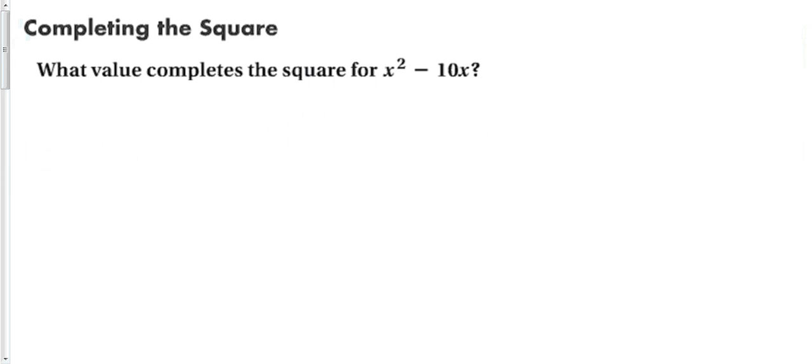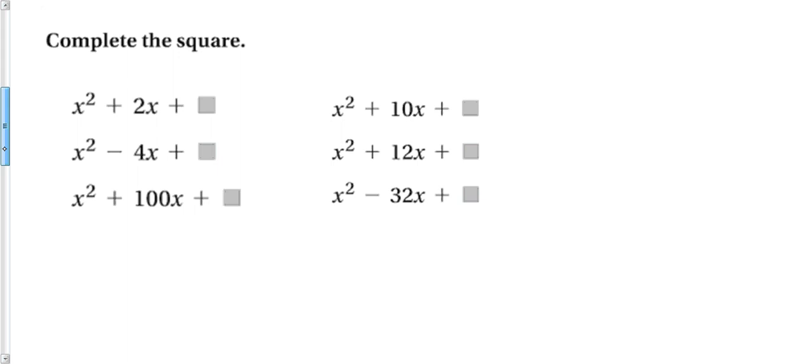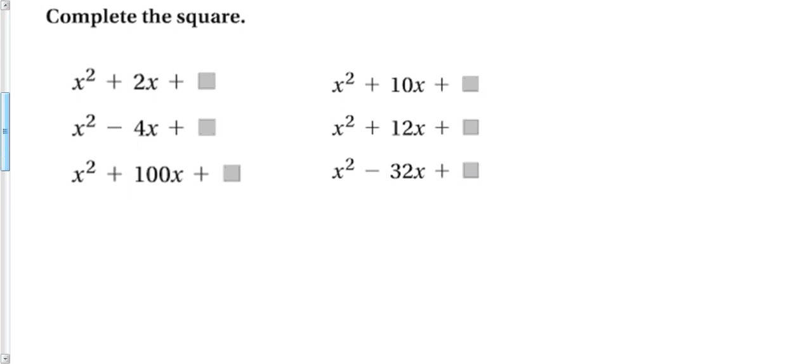So, what value completes the square? Look at this term right here. Divide it by 2, which is 5, and then square it. So plus 25 completes the square. Let's look at a few more. So complete the square. Take the middle term, divide it by 2, we get 1. 1 squared is 1. Take this term, divide it by 2, we get 2. Square it, we get 4.